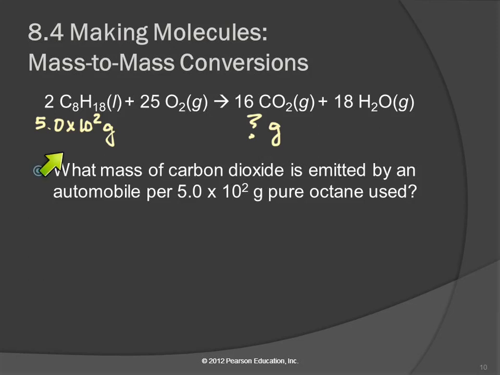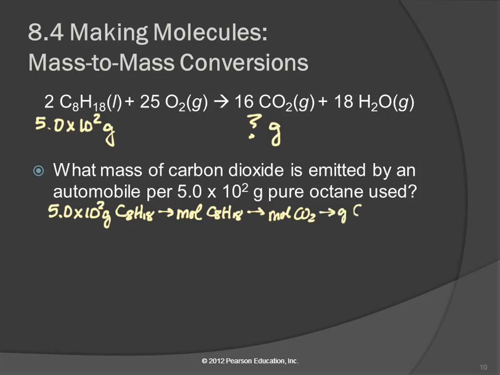So now we have our starting point and our ending point. They're both in grams. We have to go to moles in the middle. Grams to moles to moles to grams. So we're going to write out our path. We're going to start with 5.0 times 10 to the 2 grams of C8H18. And we're going to convert that to moles of C8H18. And then we're going to go to moles of the other thing, moles of CO2, and then to grams of CO2.